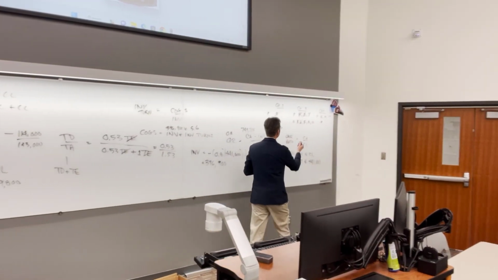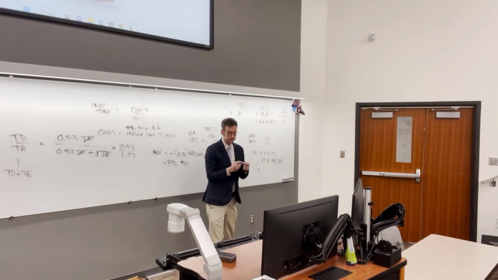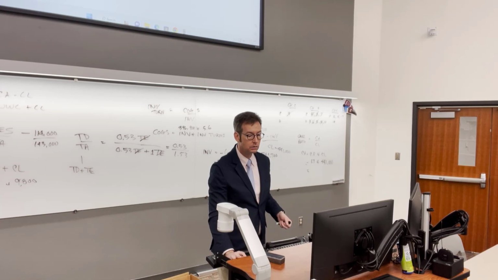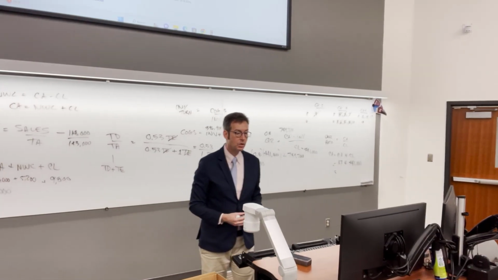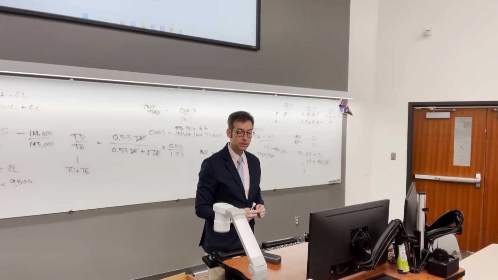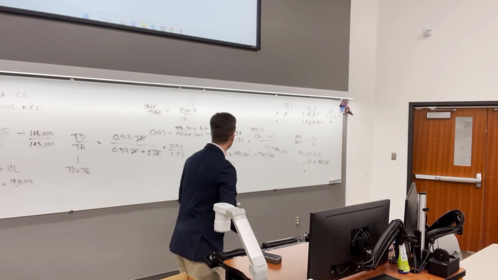Okay, that was number 8. Now we're on to number 10. Martin's Lumber has a profit margin of 7%, a dividend payout ratio of 30%. The total asset turnover is 0.90. The debt to equity ratio is 0.45. What's the sustainable growth rate?